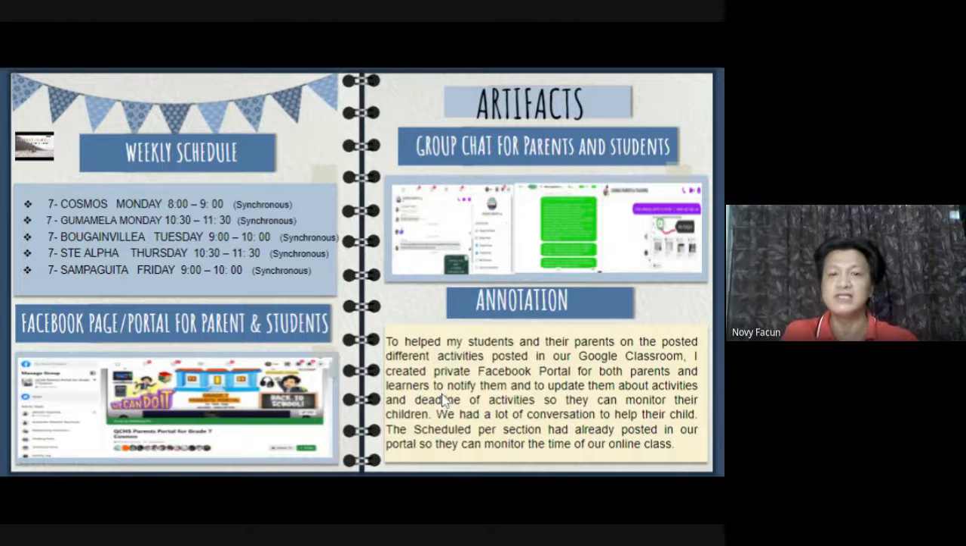To help my students and their parents on the different activities posted in Google Classroom, I created a private Facebook portal for both parents and learners to notify them and update them about the activities and deadlines. Kasi kahit busy sila, at least makikita pa rin nila. Kasi pag group chat, natatabunan.